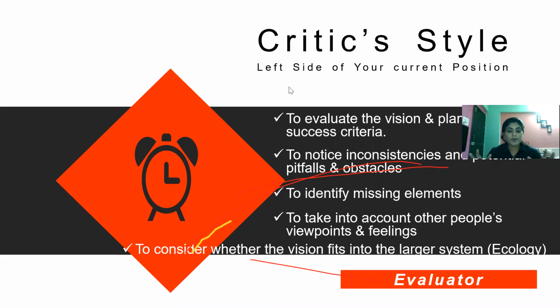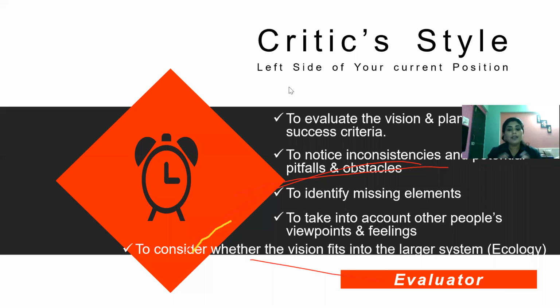So whatever obstacles and pitfalls there will be, we need to keep in mind all those things, and that's how we need to come up with a backup plan. Or if, even though we evaluated everything, still something happens, so what next? All that critic thinking we need to understand in this situation. Then we need to identify the missing elements, whatever we might have left, and connect the dots.